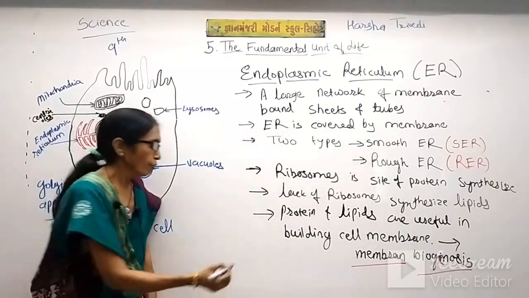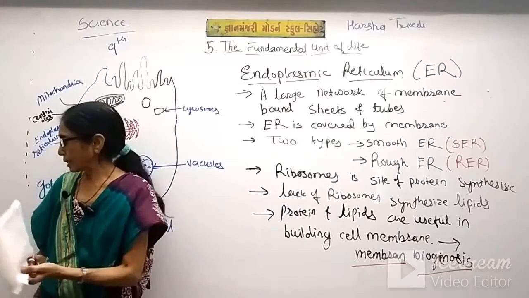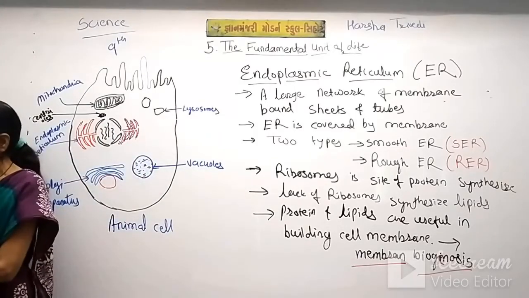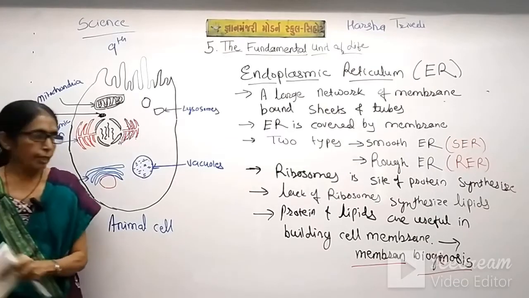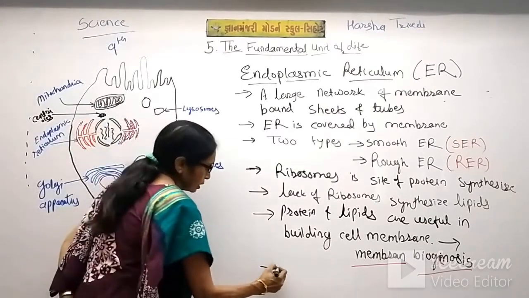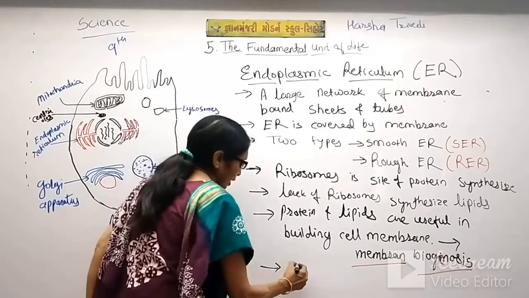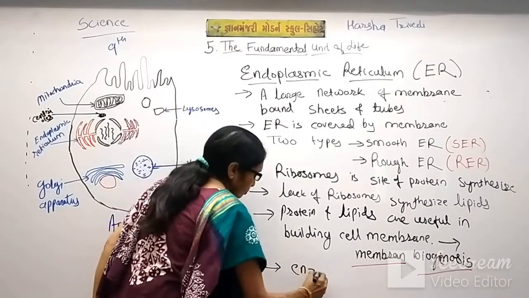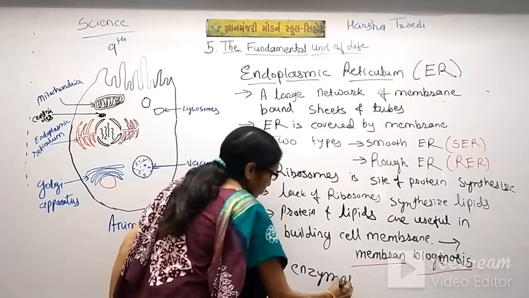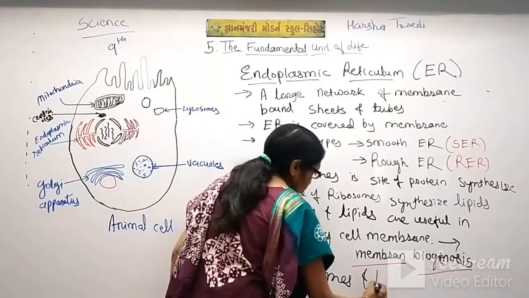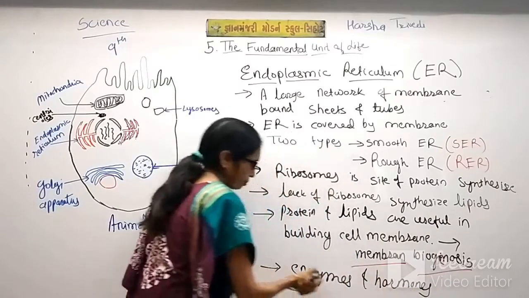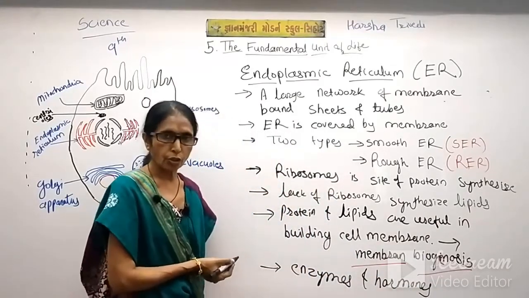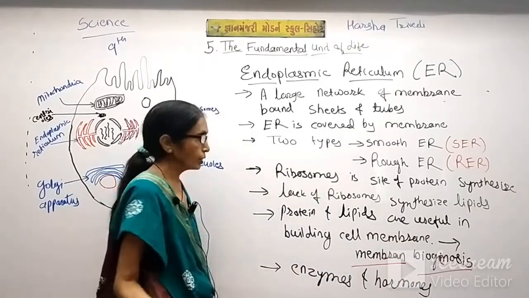This is the function of proteins and lipids. They have one more function. Some proteins and lipids form enzymes and hormones. I am writing here in short. You have to elaborate and make the full sentence.